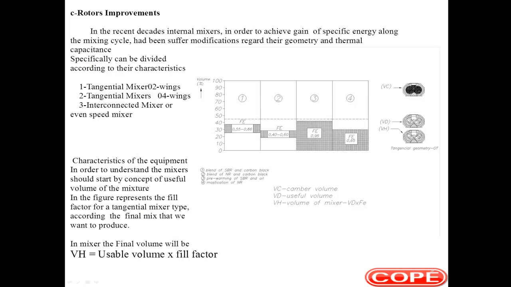characteristic to understand is the useful chamber volume. The useful chamber volume is the chamber volume minus the rotor's volume, times the fill factor. And the fill factor depends on the compound that you produce in the mixing process. In this figure, you can see the variations of the fill factor.